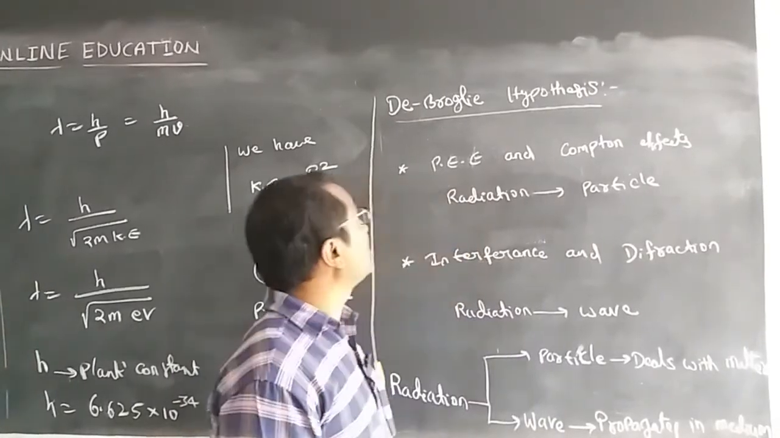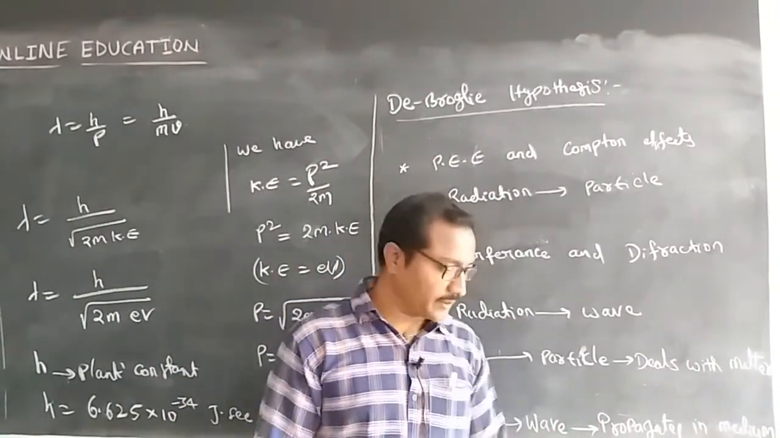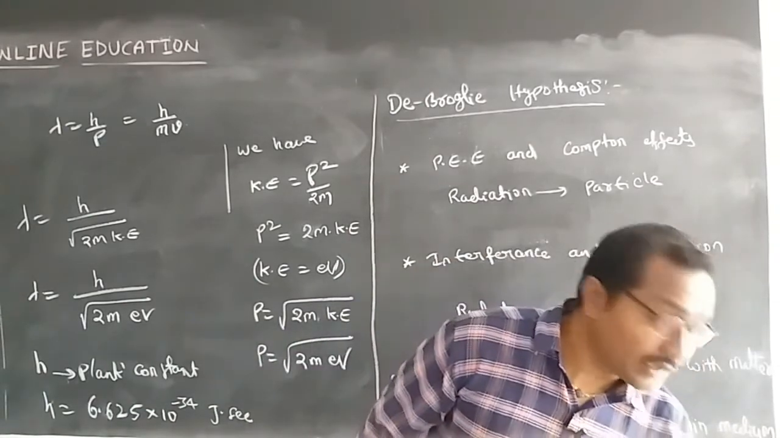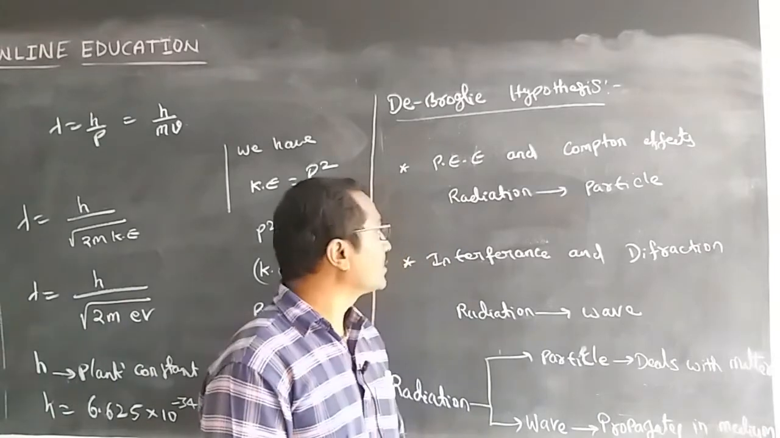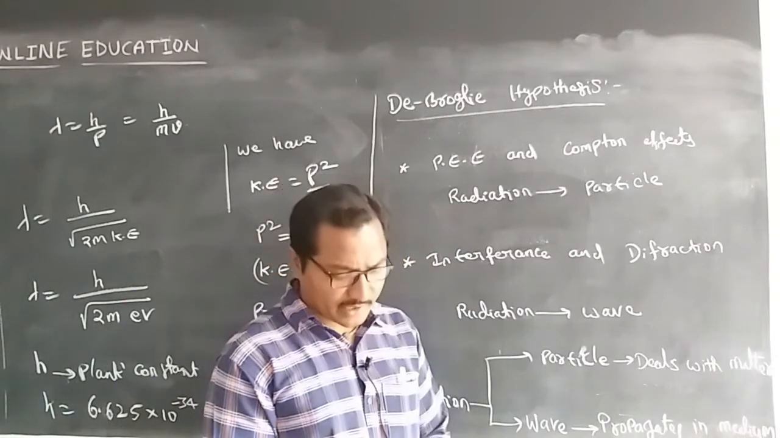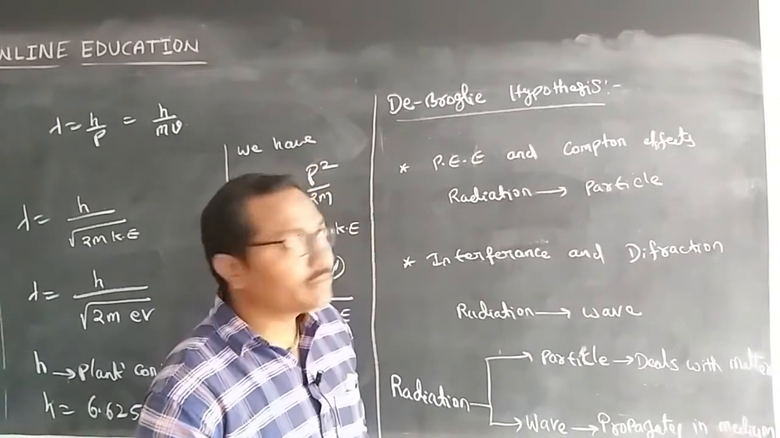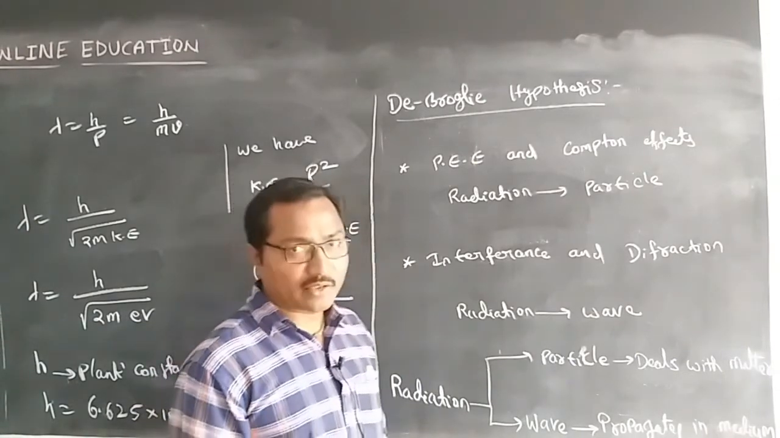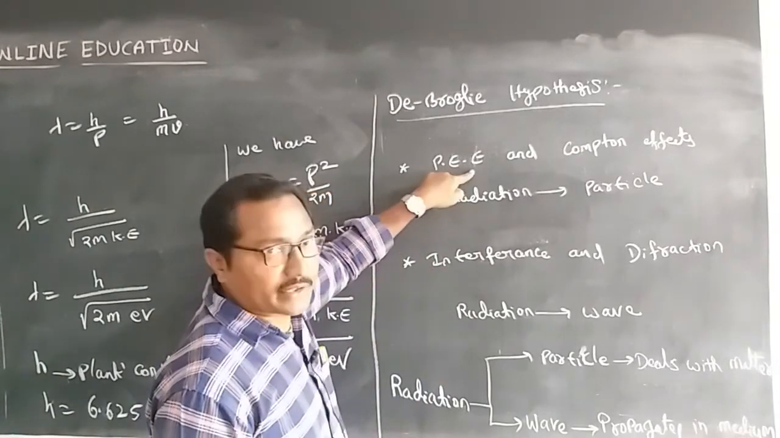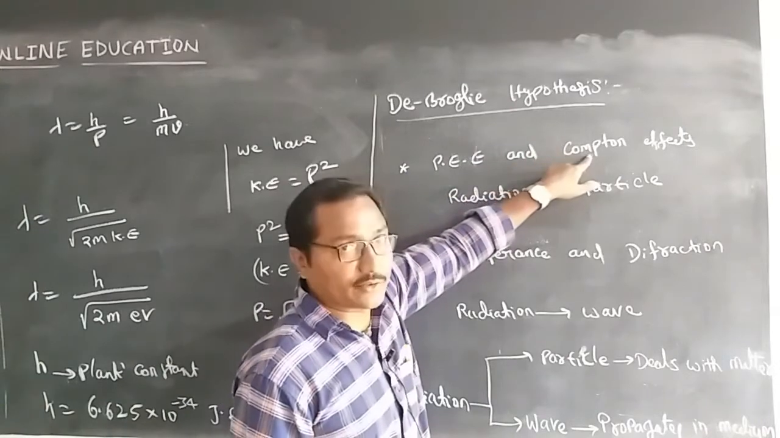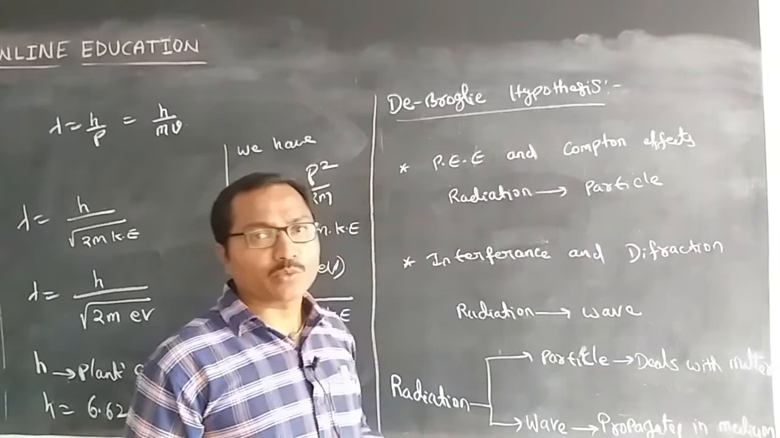Coming to the next topic, that is our de Broglie hypothesis. In this de Broglie hypothesis, what he explained, first of all, is the wavelength of the radiation. And what are the main sources for this de Broglie hypothesis? Here, already we have discussed this photoelectric effect and Compton effect also.